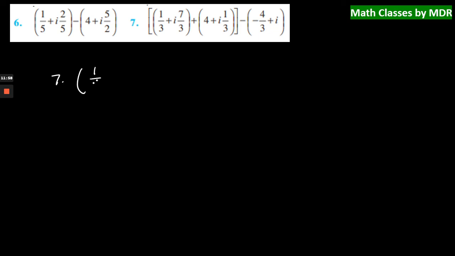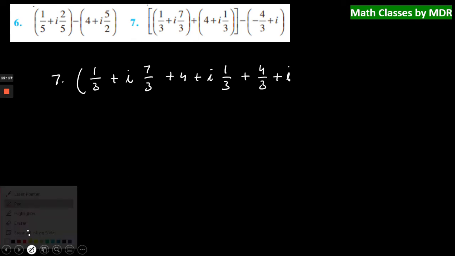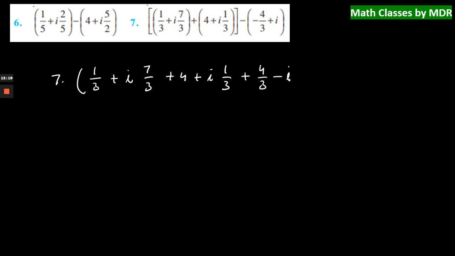So this is also similar to that, 1 by 3 plus i 7 by 3, and then we can add here plus 4 plus i 1 by 3, and then minus of minus is plus 4 by 3, not plus, minus i. It is minus i. Right? That is what we have.